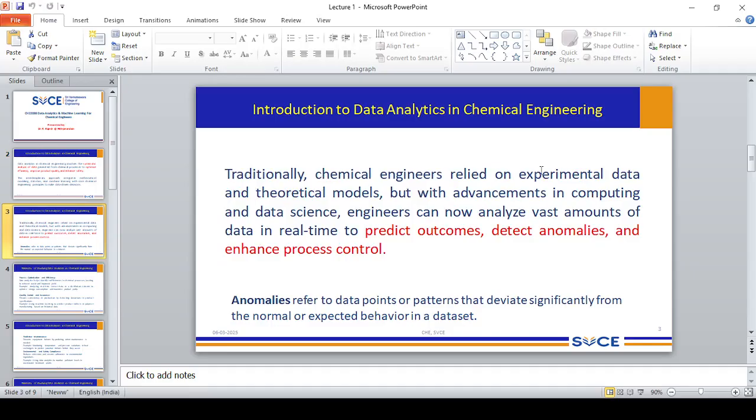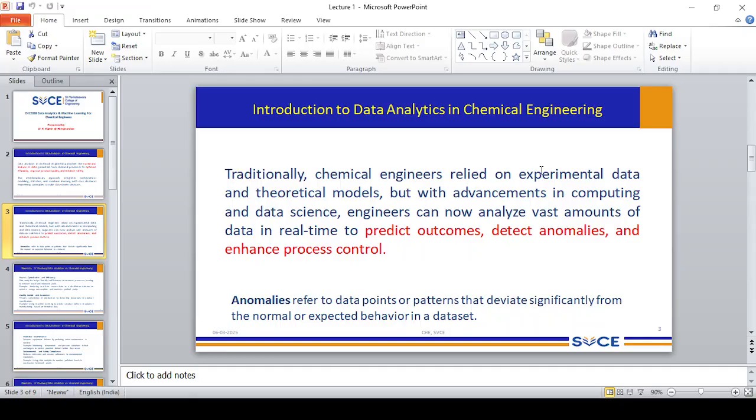Traditionally, chemical engineers relied on experimental data and theoretical models, but with advancements in computing and data science, engineers can now analyze vast amounts of data in real time to predict the outcomes, detect anomalies, and enhance process control. So what do we mean by anomalies? It is a data point or pattern that deviates significantly from the normal. So detecting anomalies is finding the differences in the prediction pattern.